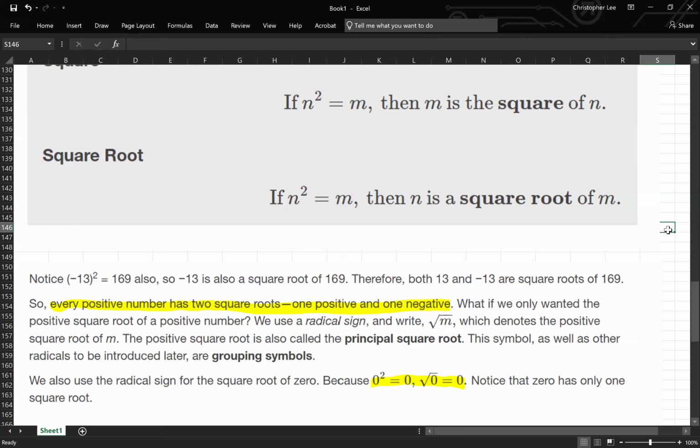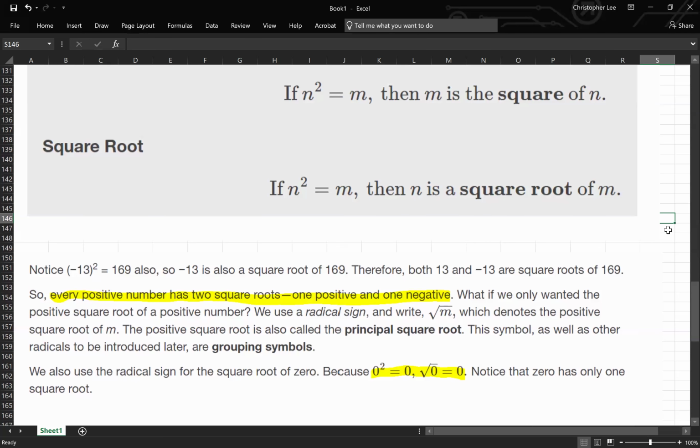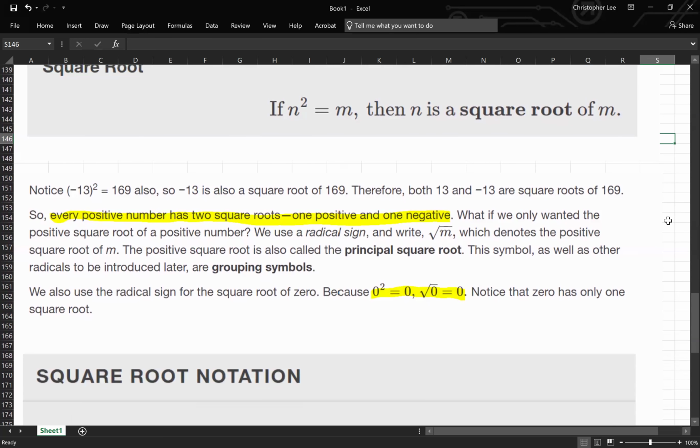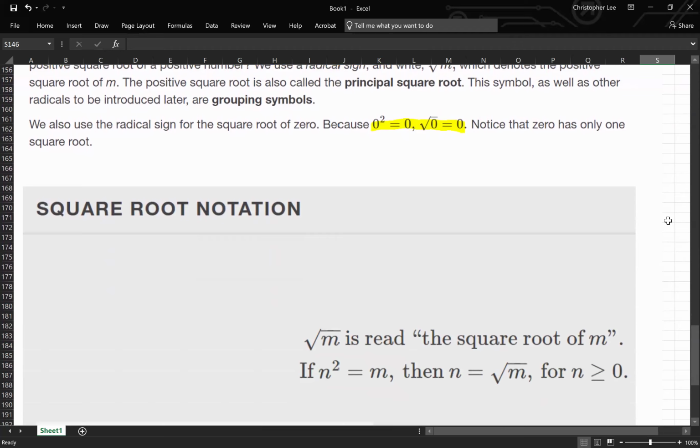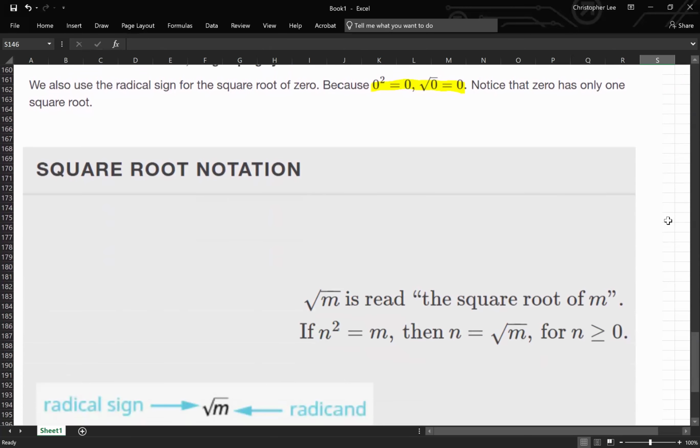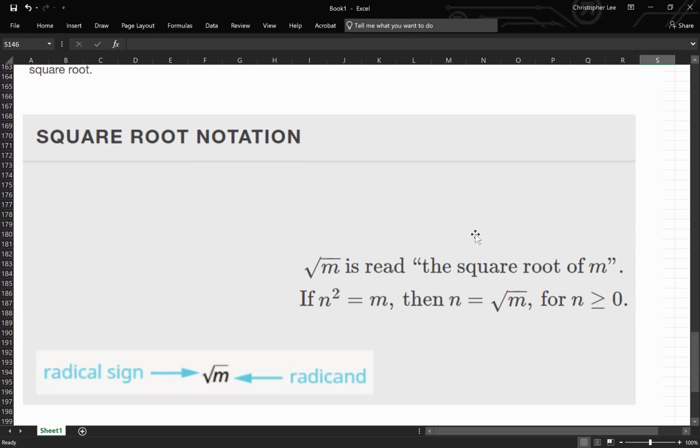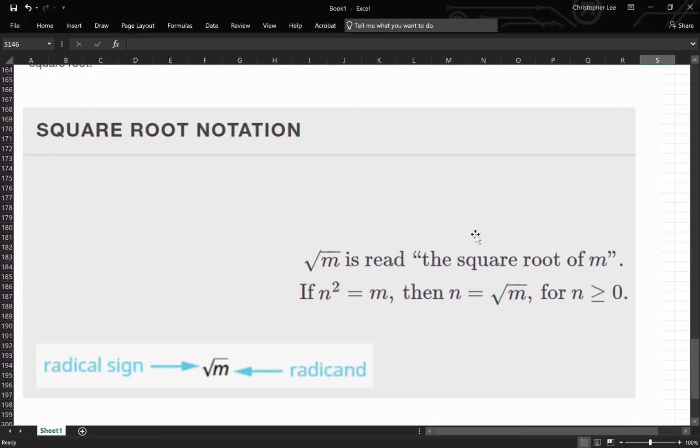We also use the radical sign for the square root of zero. Because zero squared is equal to zero, the square root of zero is equal to zero. Notice that zero has only one square root, not two. So here we go. Square root notation: the square root of m is read as the square root of m. If n squared is equal to m, then n is equal to the square root of m, for n greater than or equal to 0.